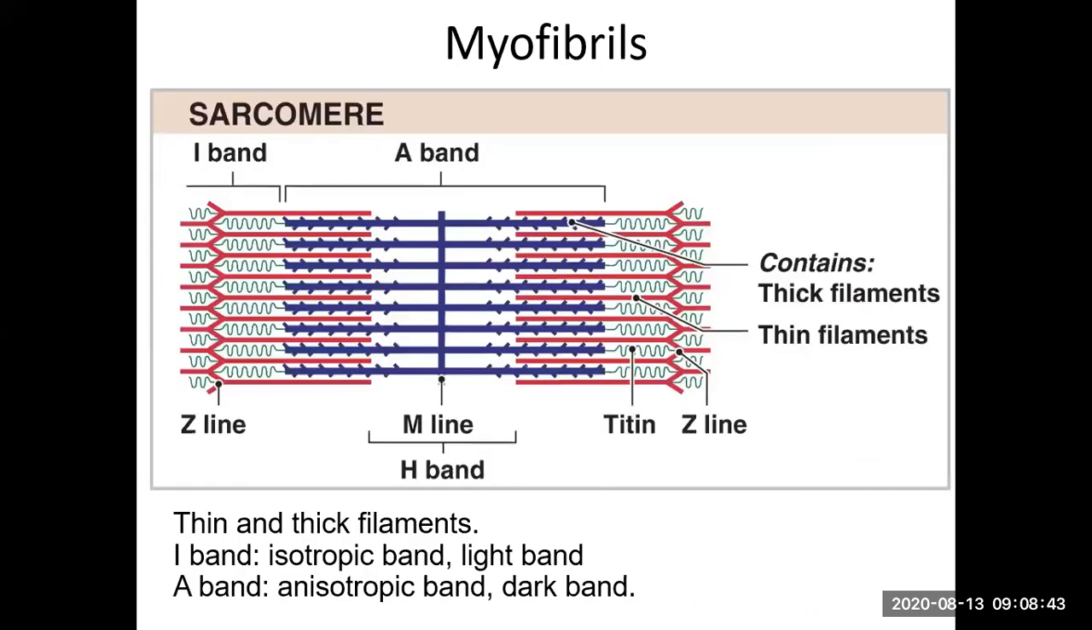So in that myofibril, we have this structure composed of the thin filaments and the thick filaments. If we show it here in the picture, you can see how the thin filaments and the thick filaments are composed. You can see that they are all aligned very well. And that's why we have this striated appearance of the cell.